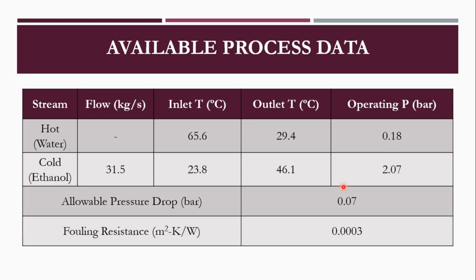There are two more important design constraints. The allowable pressure drop is 0.07 bar and the specified fouling resistance is 0.0003 square meter Kelvin per watt. These constraints are particularly important because a heat exchanger is not considered properly designed simply because it achieves the required heat transfer. We also need to make sure that the hydraulic requirements are satisfied.